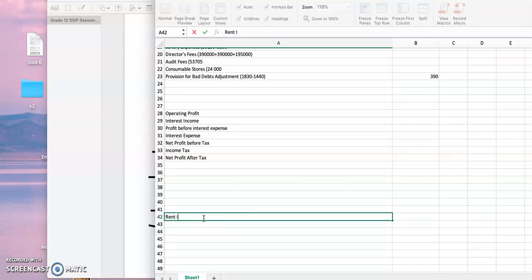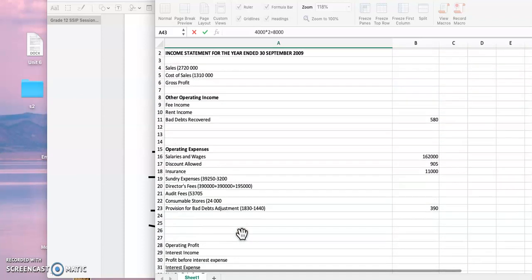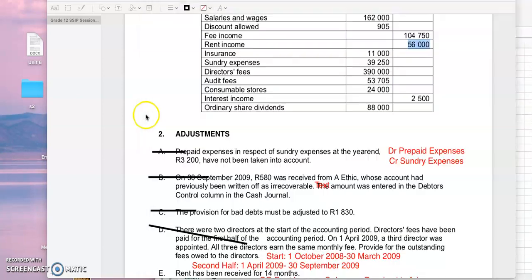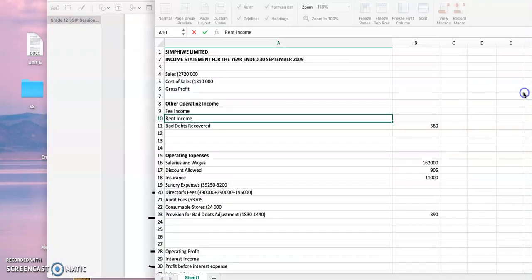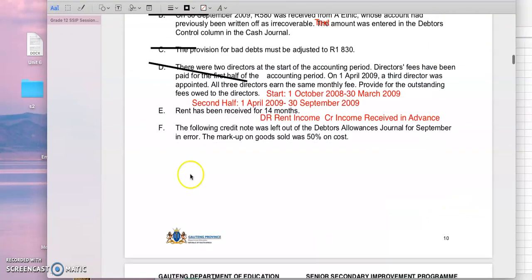So, rent income. We had 56,000. We need to divide that by 14, and we're going to get 4,000 Rand. We want to decrease it for 2 months. So 4,000 times 2 is 8,000. We received 8,000 too much. So we're going to go to our rent income, which was 56,000, and we're going to decrease it by 8,000 Rand. And then you're all done with this.